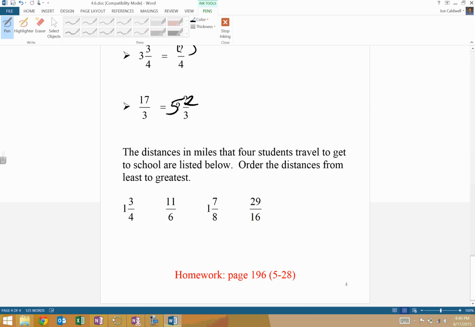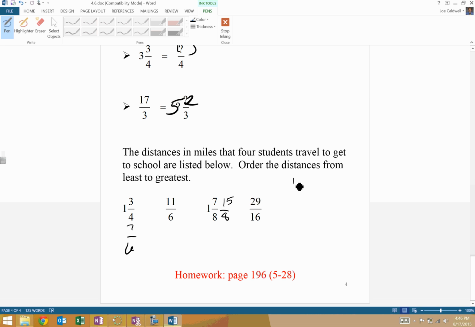The distances in miles that 4 students travel to get to school are listed below. Order the distances from least to greatest. I think it's easiest to turn these first into improper fractions. 1 times 4 plus 3 is 7/6. And 1 times 8 plus 7 is 15/8. So we need to find common denominators and go from there as far as which one is the biggest.